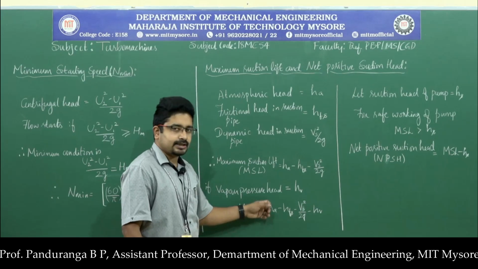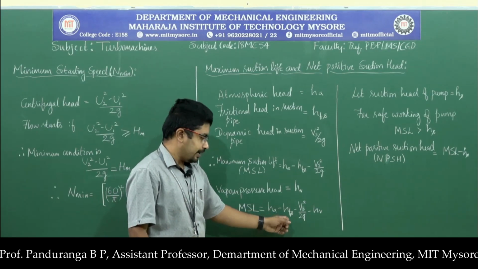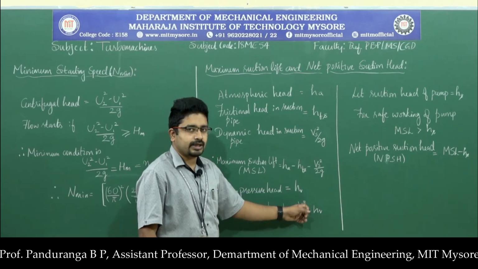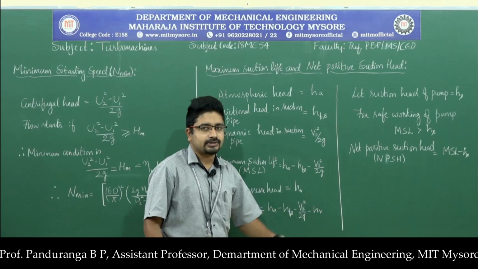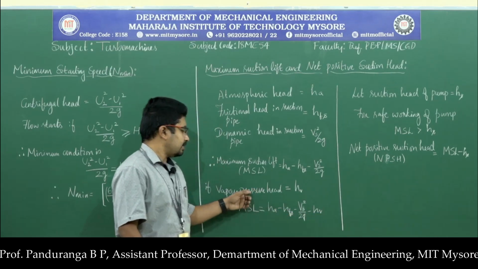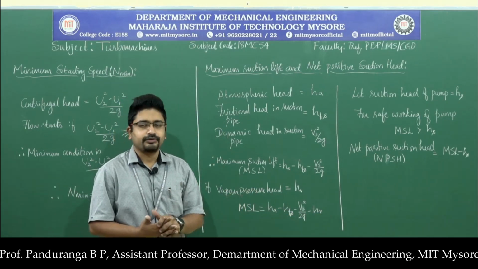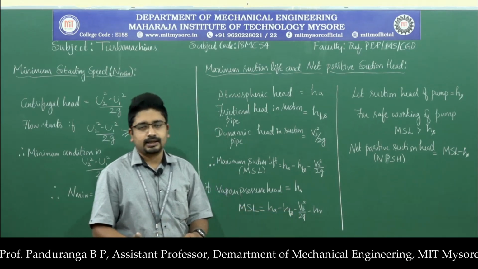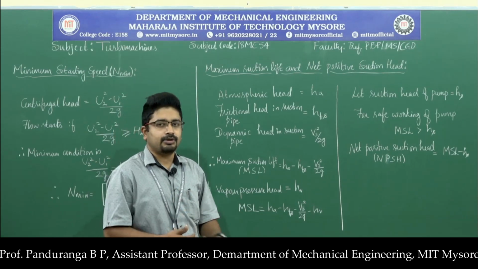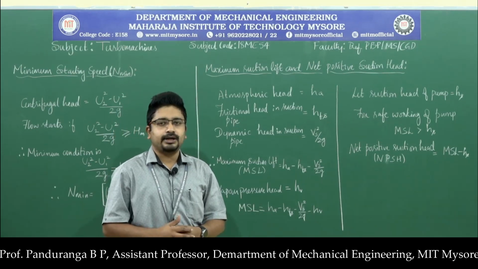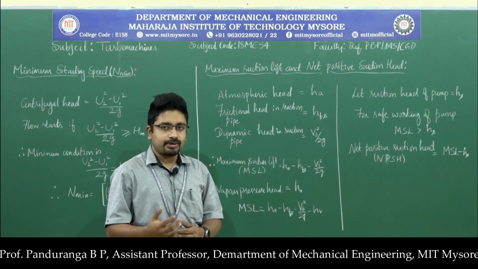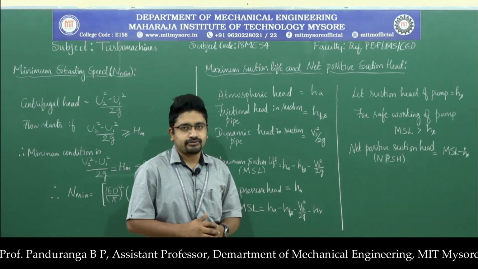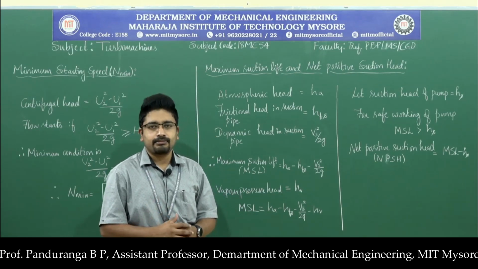So if vapor pressure head is denoted as HV, then the maximum suction lift will be equal to HA, that is the maximum for an ideal case, minus the losses, that is HFS, minus VS square divided by 2G, minus HV, where HV represents the vapor pressure. If you don't consider the vapor pressure, then a slight increase in the head above the maximum suction head leads to the formation of vapor bubbles inside the suction pipe, and that may lead to cavitation and damage to the suction pipe as well as the pump.